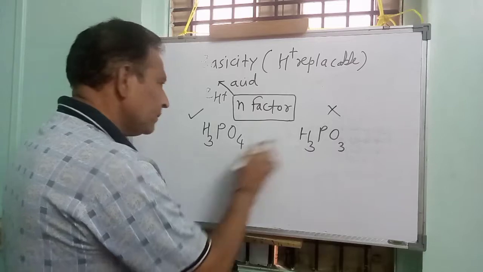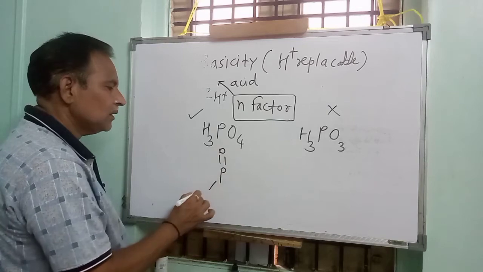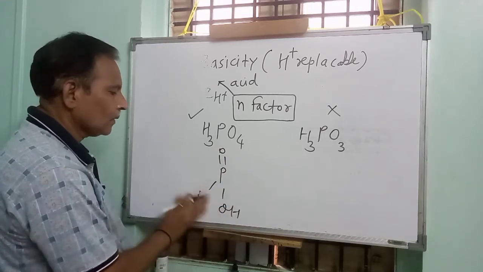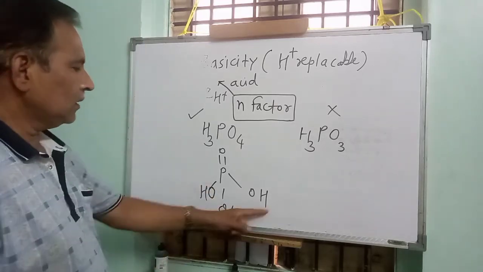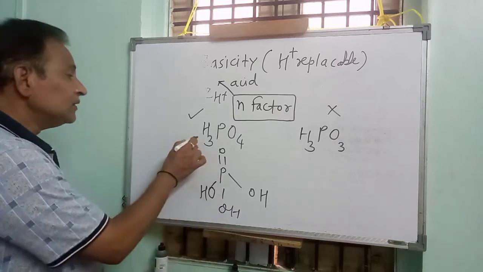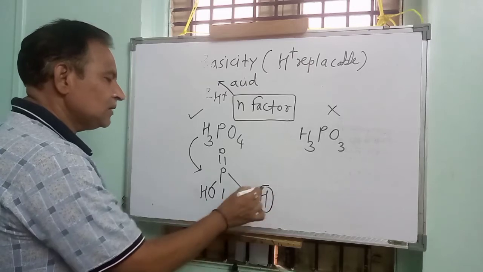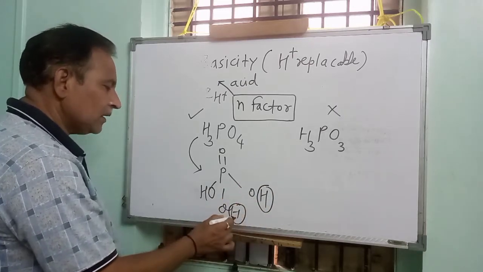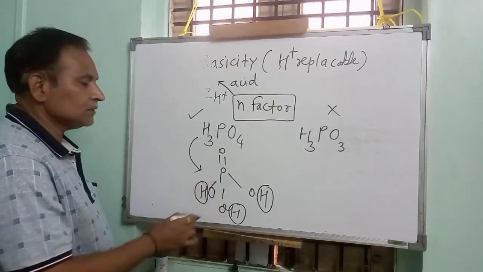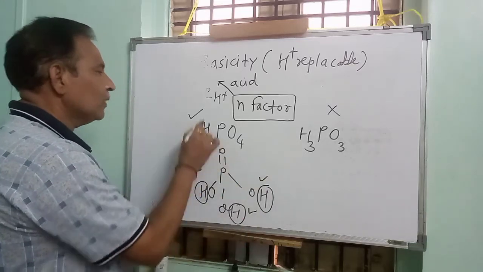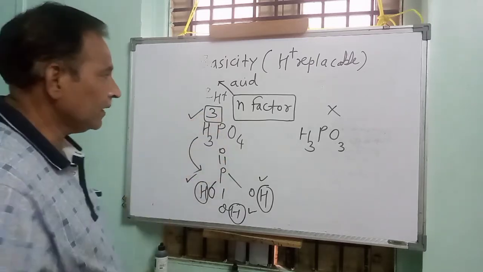Our first concept helps to explain this here. P double bond O, single bond O, OH. If the formula is H3PO4 with this structure, then this hydrogen is attached to electronegative oxygen, this hydrogen is attached to electronegative oxygen, and this hydrogen is also attached to electronegative oxygen. So all these are replaceable, and therefore its basicity will be 3 and equivalent weight will be equal to molecular weight divided by 3.